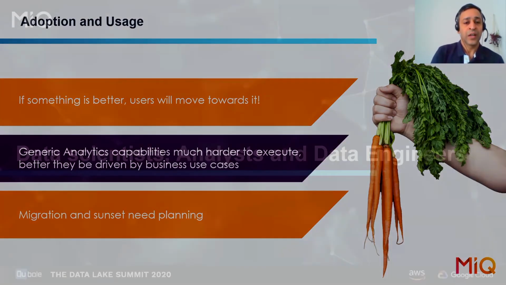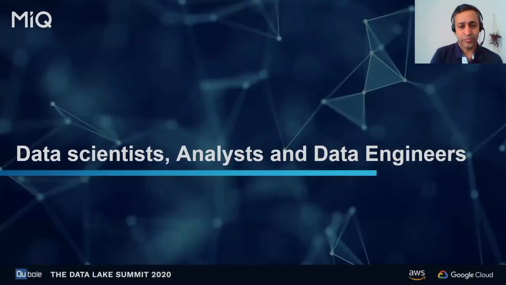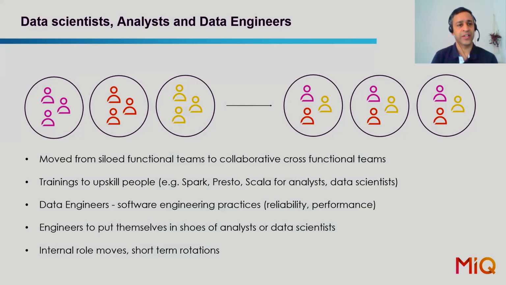Cool. Okay, so the next area I want to talk about is an area that probably doesn't get talked about much, in terms of people and skills. Like, what's been our experience in this, right? So all of these three areas in this ecosystem: data scientists, analysts, data engineers. These roles have evolved significantly over the last decade, right?